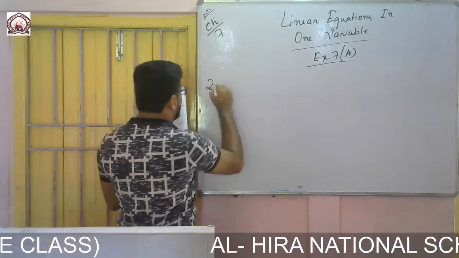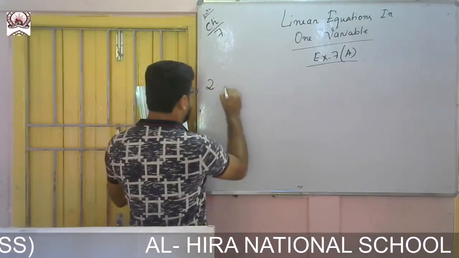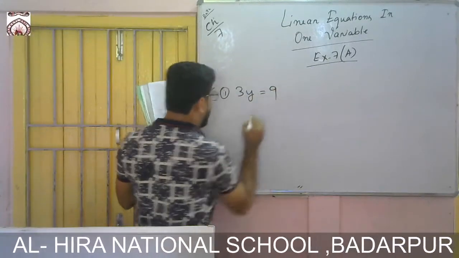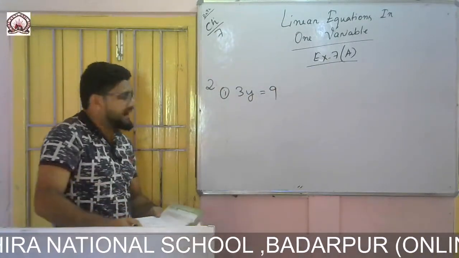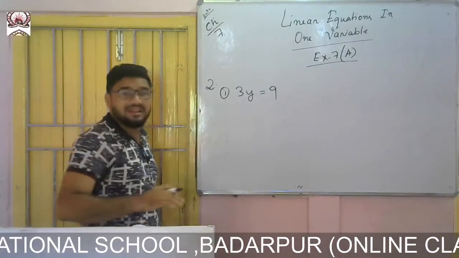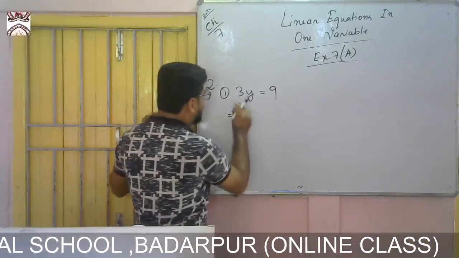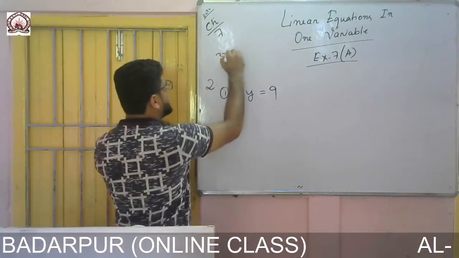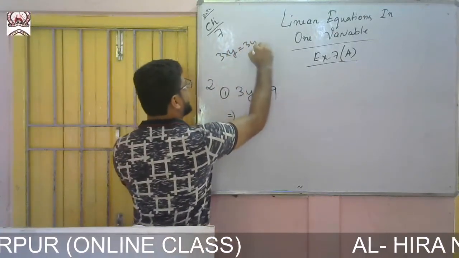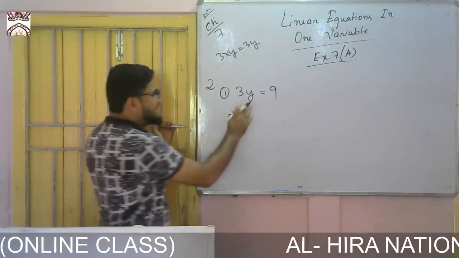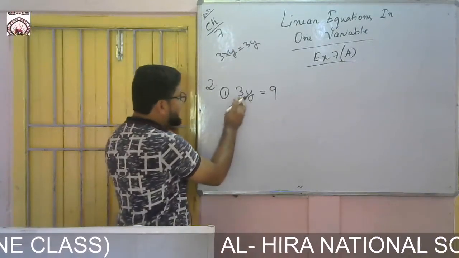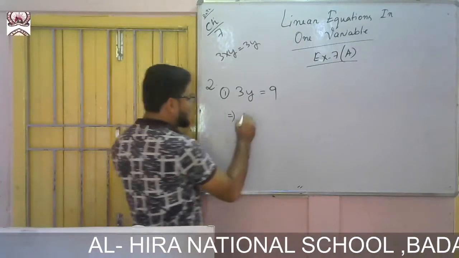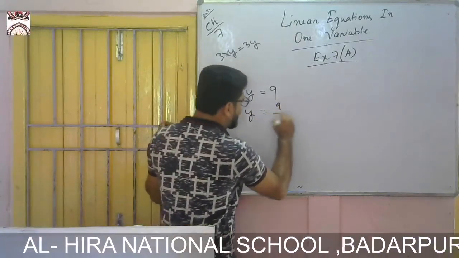So see question number 2. Number 1. 3y equals 9. So here 3 and y are in a relation of multiplication, because 3 into y equals 3y. So I need to find the value of y. So I shall transfer this 3 to the right side. So how will it go? It will go by division.